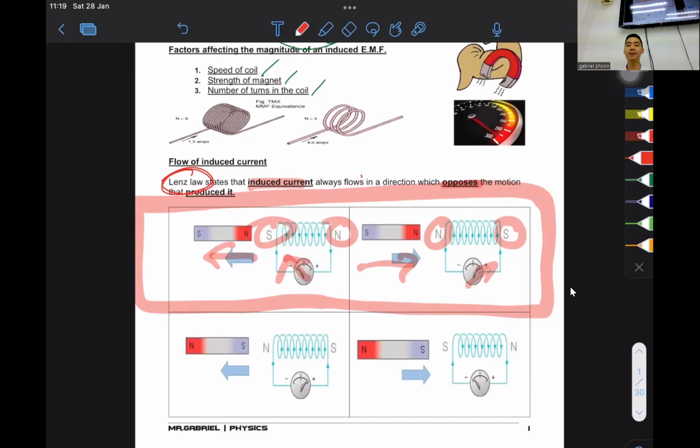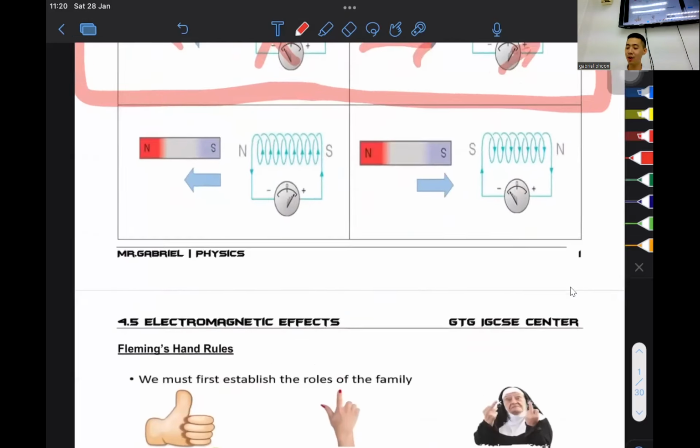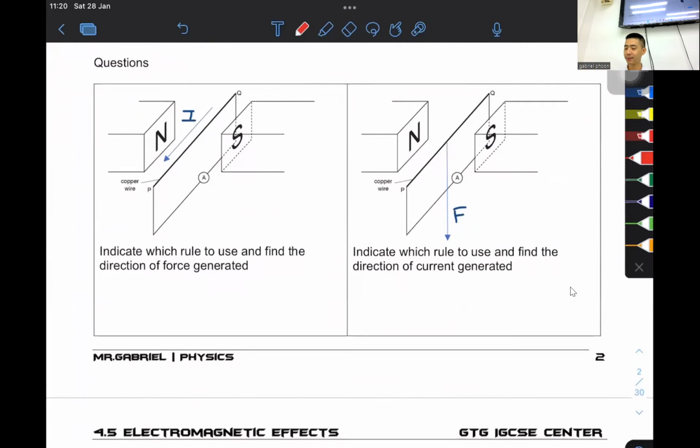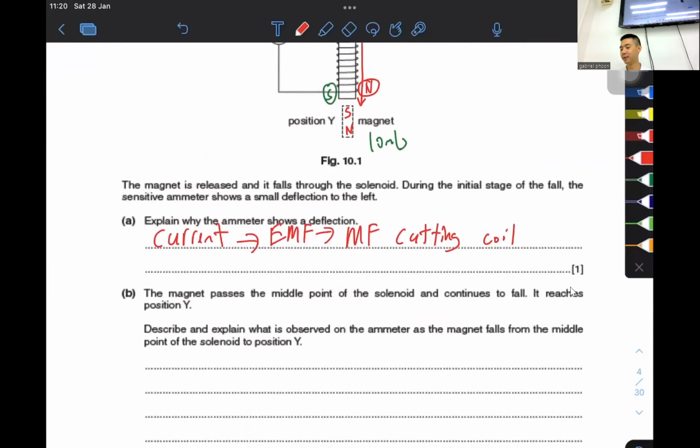Next question. Anyone? Has anything they want to talk about? Okay, if no questions, then we move on.